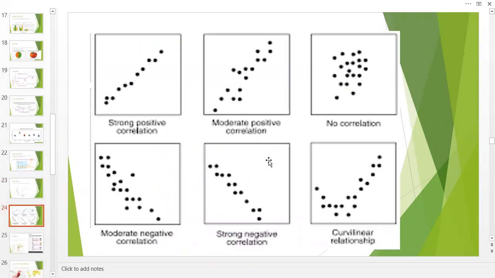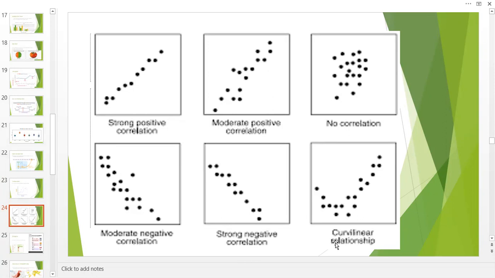These are the different shapes we can get while plotting a scatter plot. This is a strong positive correlation. If one variable increases, the other variable also increases. This is moderately positive correlation, and there can be no correlation between two variables. Then if one variable increases, the other decreases, so there is a strong negative correlation.